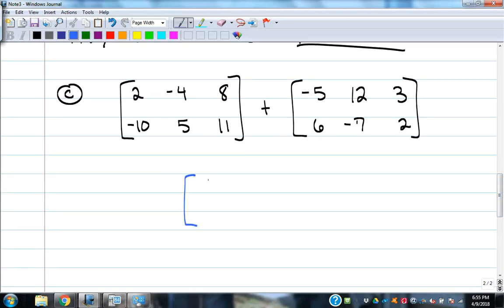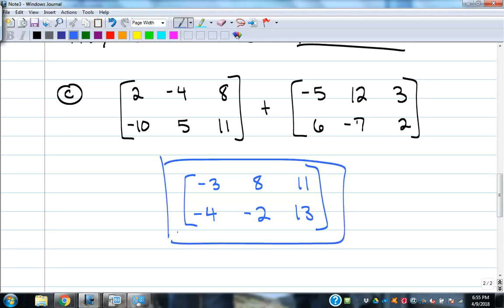So here 2 plus -5 is -3. -4 plus 12 is 8. 8 plus 3 is 11. -10 plus 6 is -4. 5 plus -7 is -2. 11 plus 2 is 13. We get that matrix back as a solution.